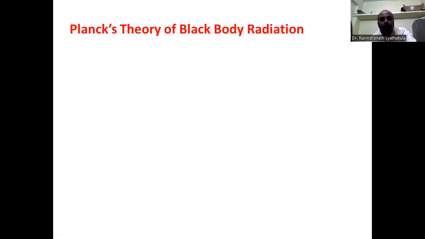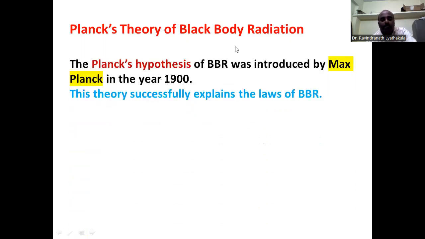Now we come to the failures of Wien's law and Rayleigh-Jeans law, which were explained by Planck's radiation law, introduced by Max Planck and based on Planck's hypothesis. It successfully explains this theory with respect to the experimental results.